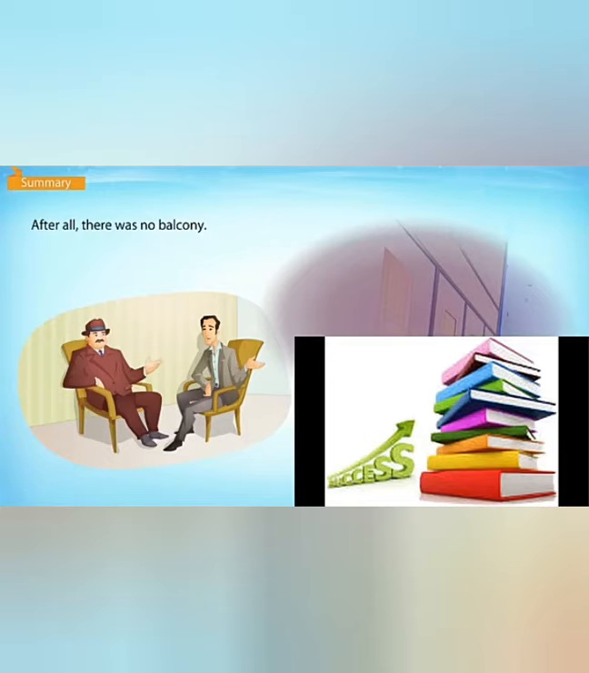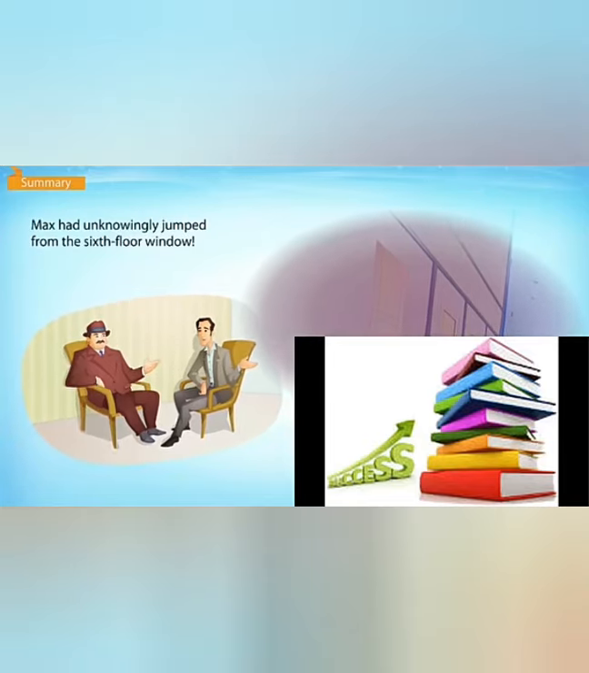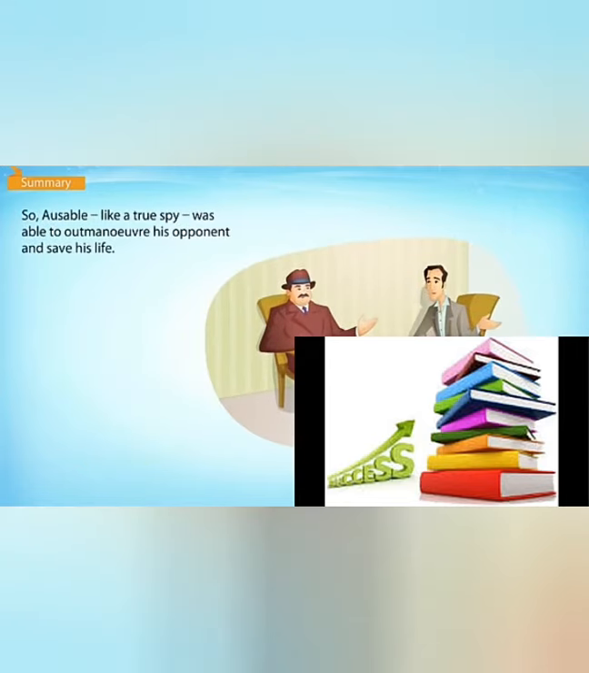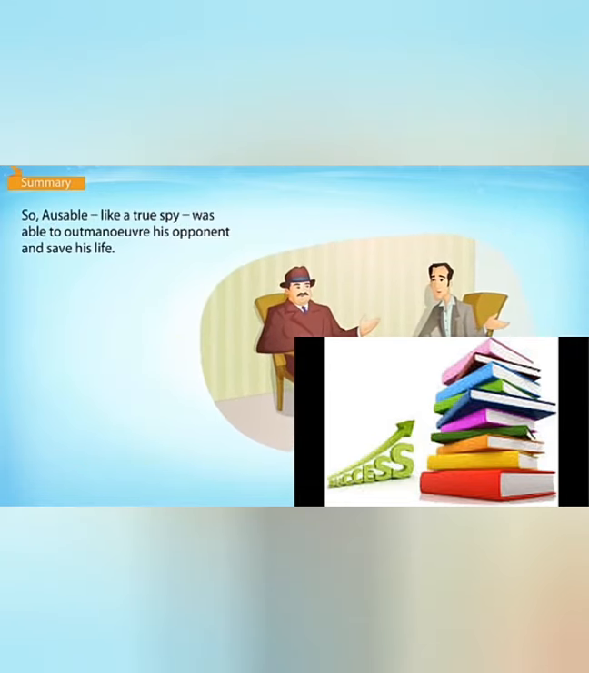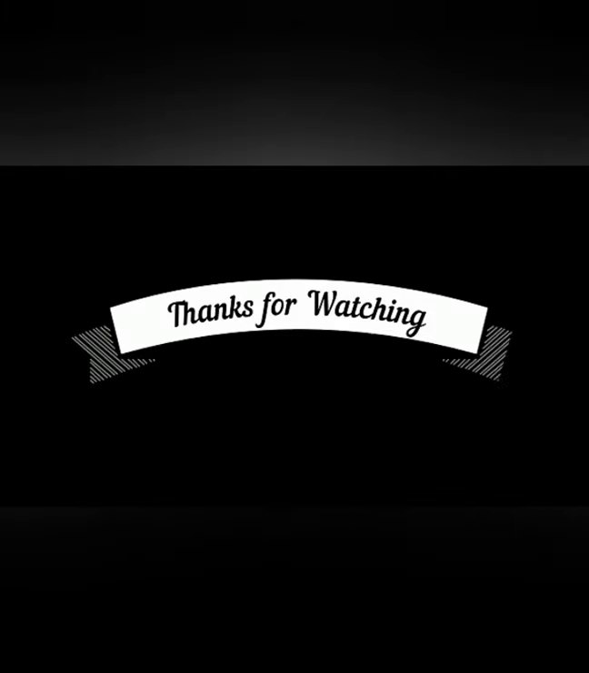After all, there was no balcony. Max had unknowingly jumped from the 6th floor window. So, Ausable, like a true spy, was able to outmaneuver his opponent and save his life.